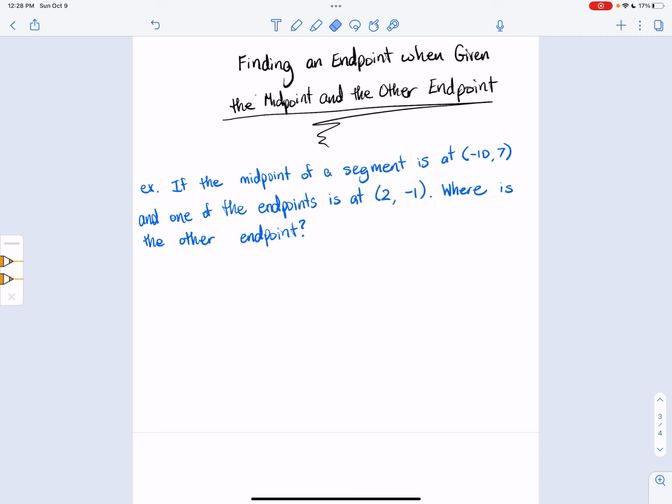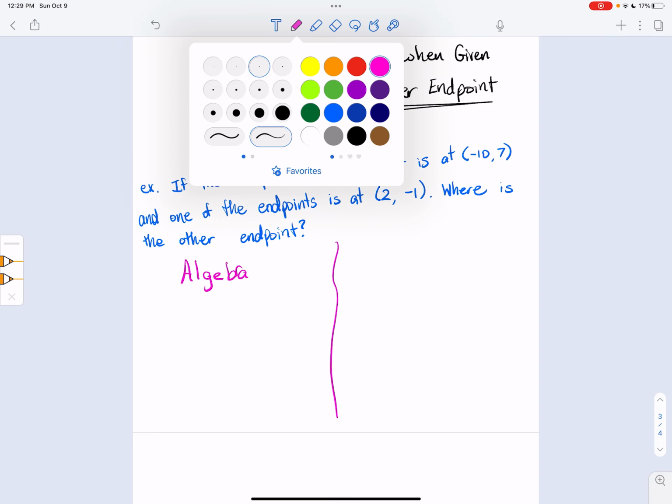Hi, in this video we'll be looking at how to find one of the endpoints of a line segment if you're given the other endpoint and the midpoint. We're going to be doing this in two ways so that you can pick whichever way you prefer. We're going to look at this using algebra, and also in a more visual way. So let's make sure that you have that choice to do either one.